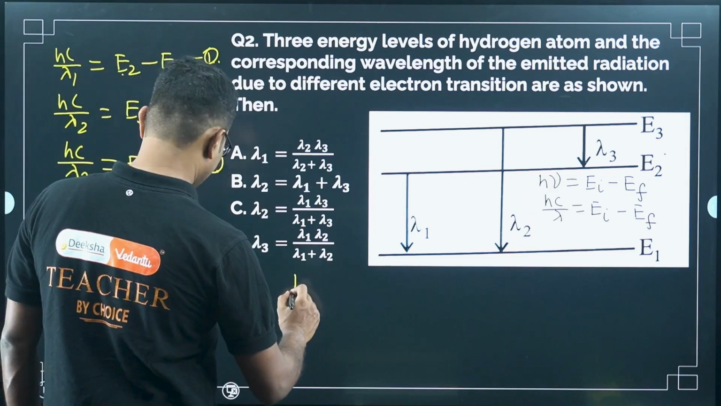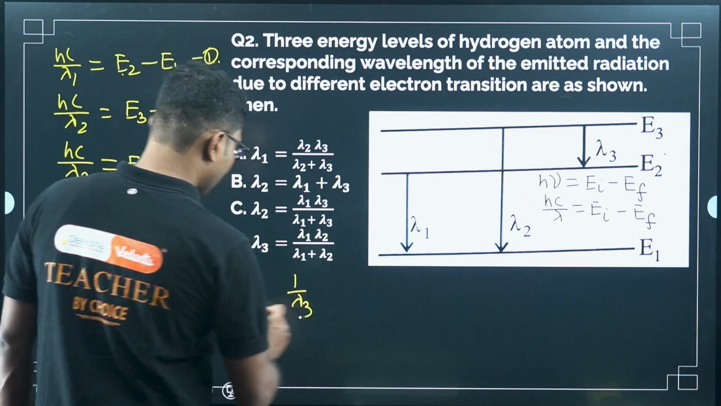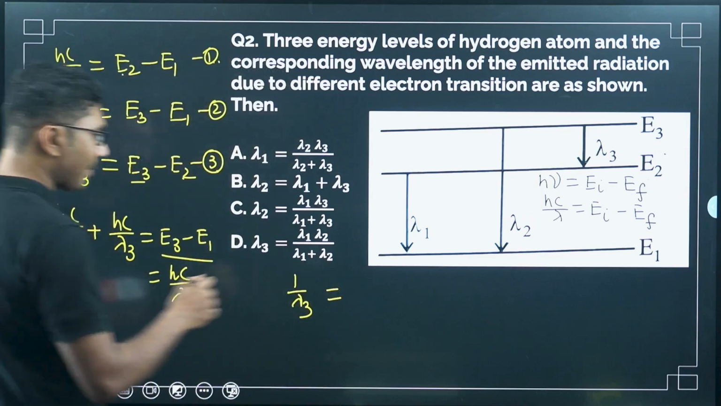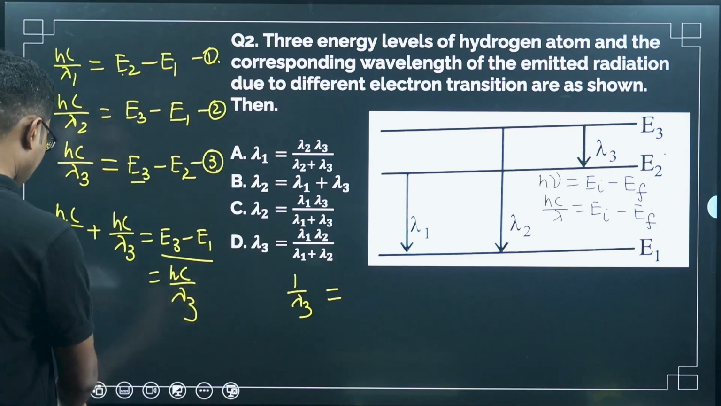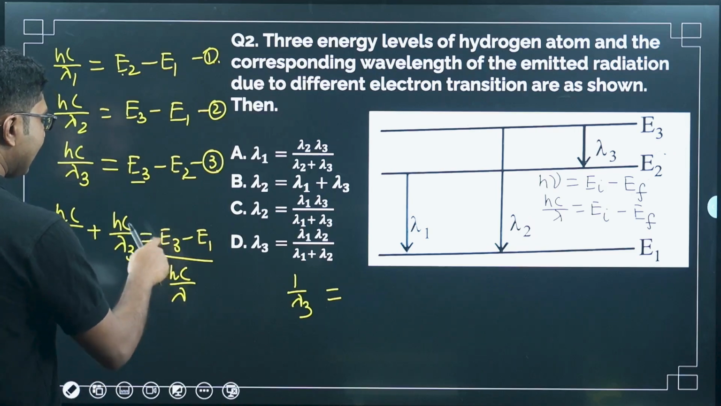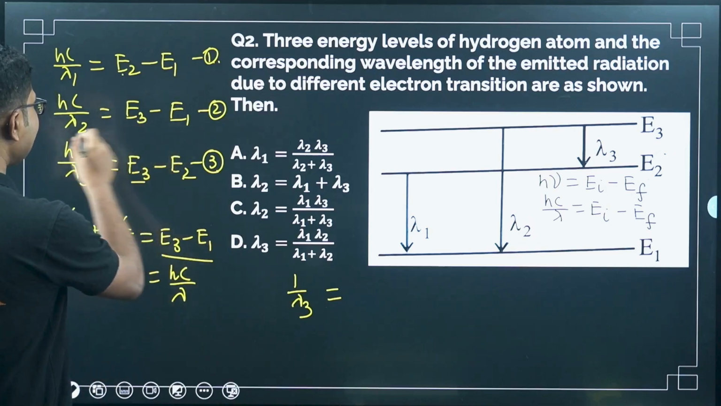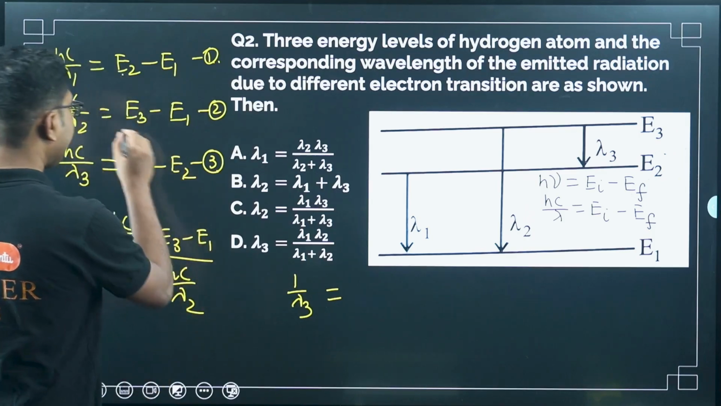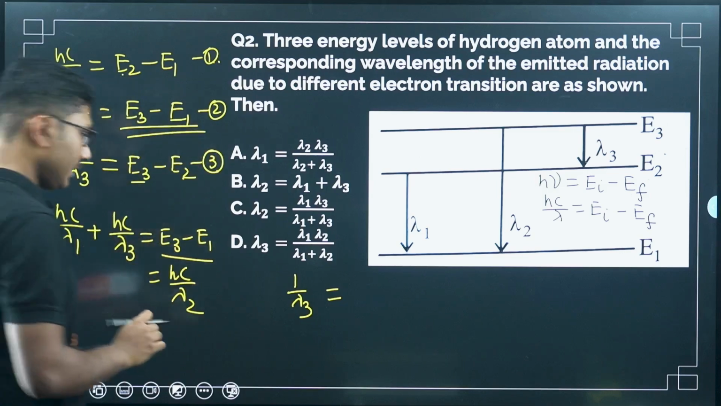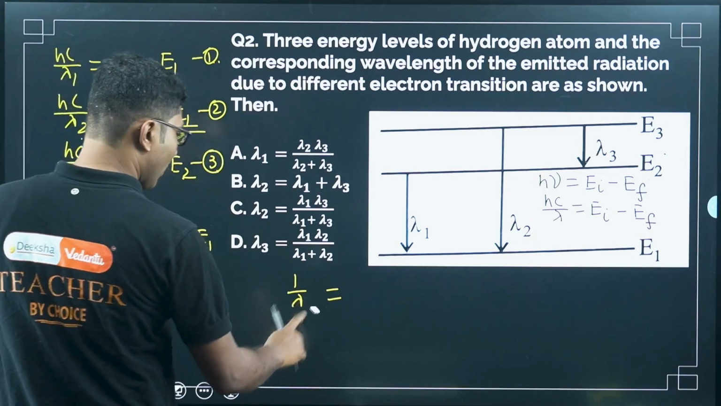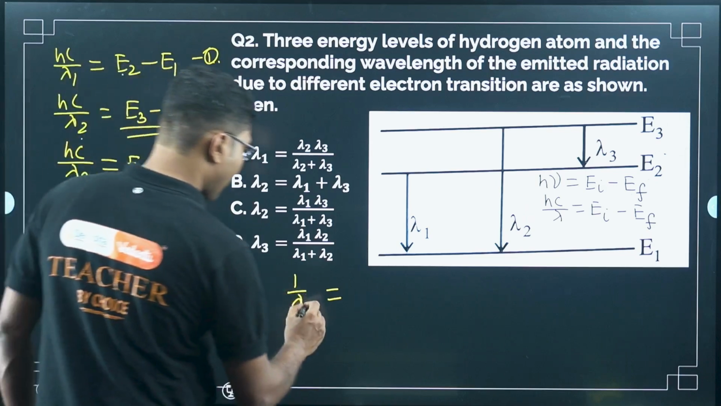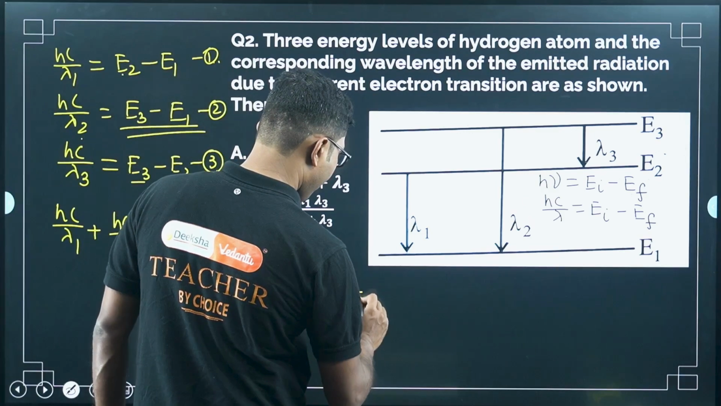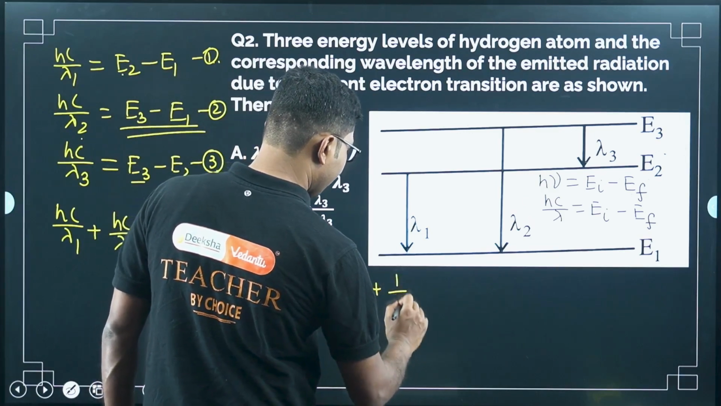So what will we get? Let me write this part first. Sorry, this is not λ3. This is E3 minus E1, and E3 minus E1 means λ2. So here we will write 1 by λ2 equals 1 by λ1 plus 1 by λ3.